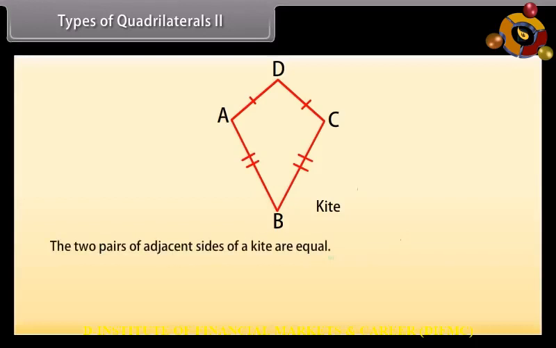The last one is kite. The two pairs of adjacent sides of a kite are equal. Here AD is equal to DC and AB is equal to BC. So ABCD is a kite.